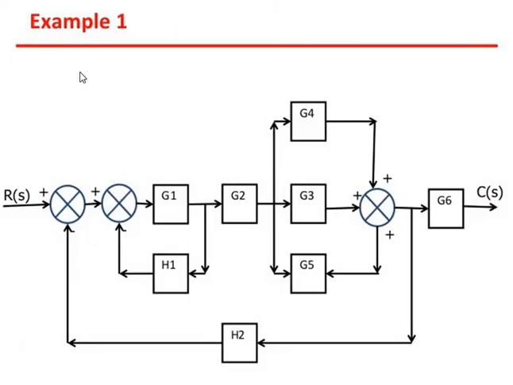Now consider one example. Now solve this block diagram by the block diagram reduction technique. First consider rule 1, which is applied only for two blocks connected in series. In this block diagram there are no two blocks connected in series, so we can't apply rule 1.